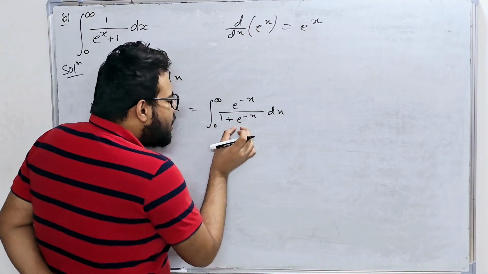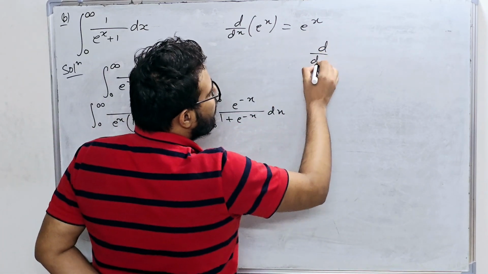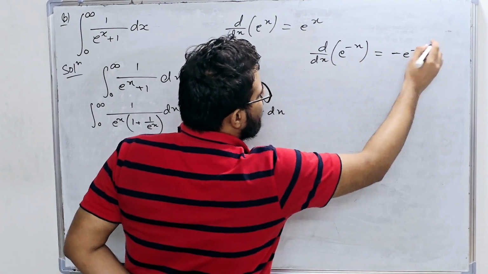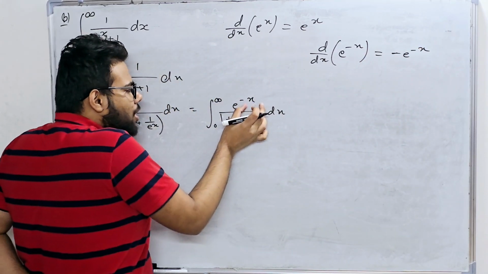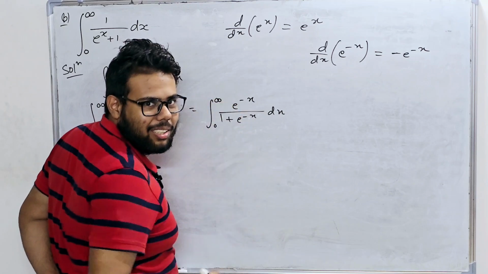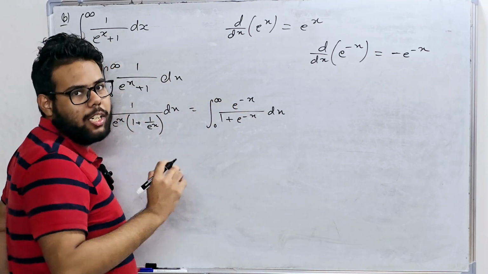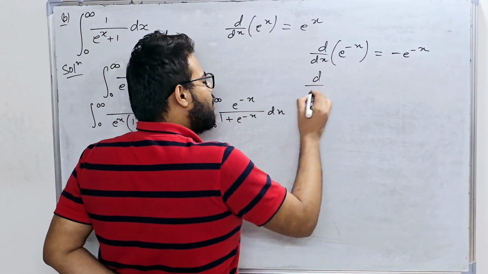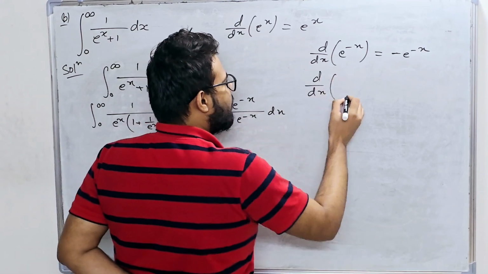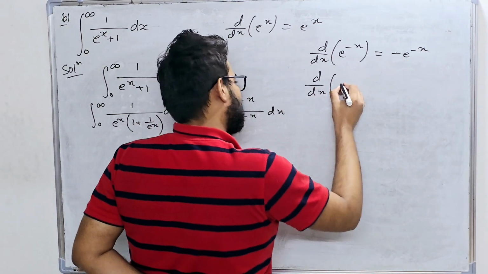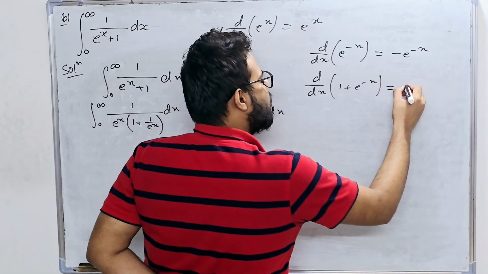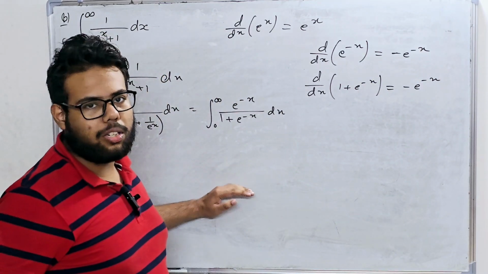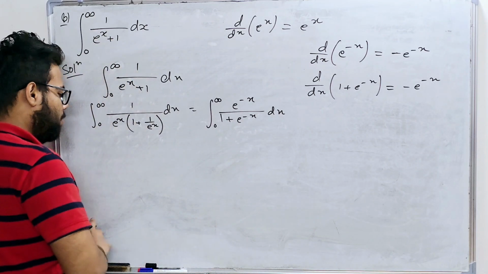So now you can see if you take the derivative of e to the power minus x, it will be negative e to the power minus x, which is the derivative of this function, and it is over here in the numerator. So I guess now the question can be solved easily. And the fact is you can take the derivative of the whole denominator itself: the derivative of 1 plus e to the power minus x is negative e to the power minus x. So we can do a u substitution now. How? Let's see.